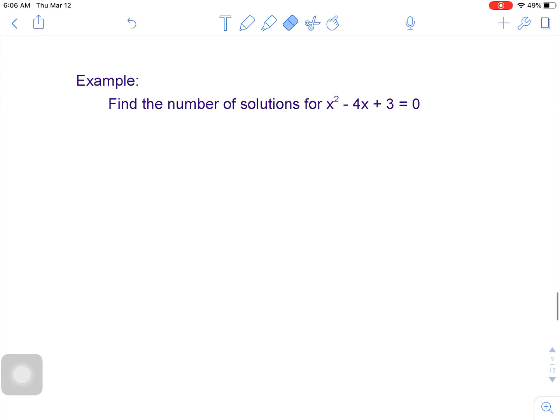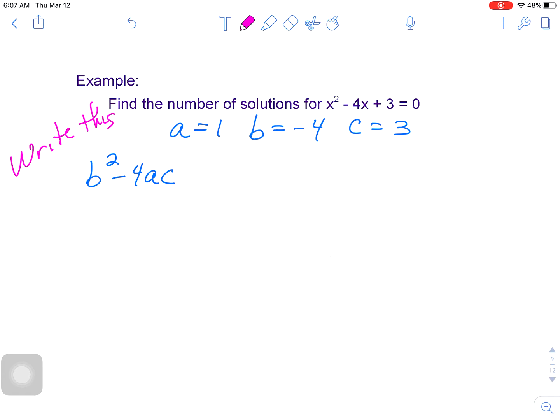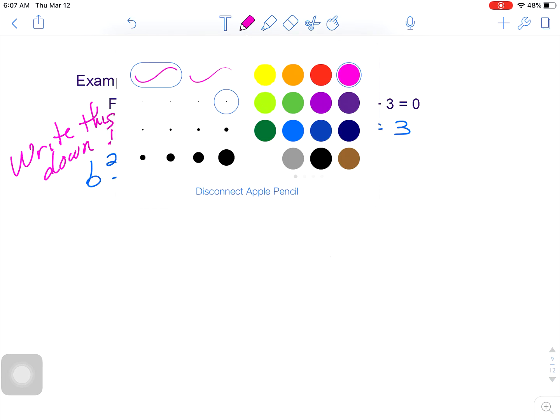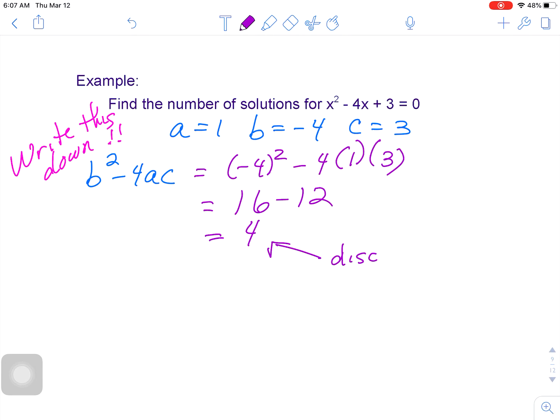All right, so here's an example. We're going to find the number of solutions for x squared minus 4x plus 3 equals 0. So here a is 1, b is negative 4, and c is 3. So write b squared minus 4ac. And what should we do? Yes, we should write this down. All right, so we've got b squared, which is negative 4 squared. Notice I put the negative 4 in parentheses, minus 4 times 1 times 3. So it's going to be 16 minus 12, which is 4. Okay, so the discriminant is greater than 0, so there are two real solutions.